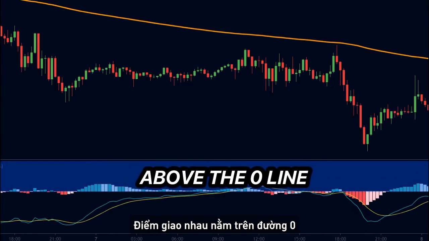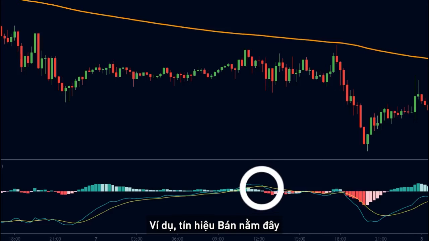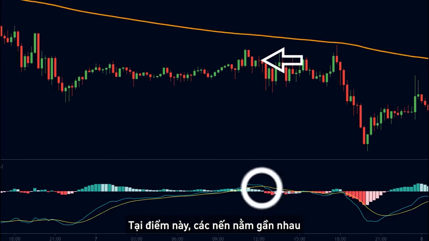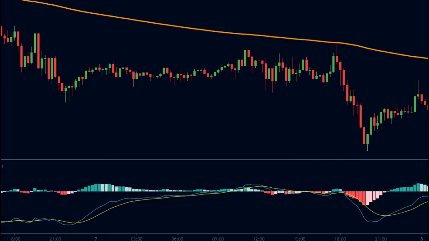This crossover should occur above the zero line. In our example, the sell signal occurs here. Hence we sell on the close of this candle. And as you can see, the price gave a strong down move after our entry.